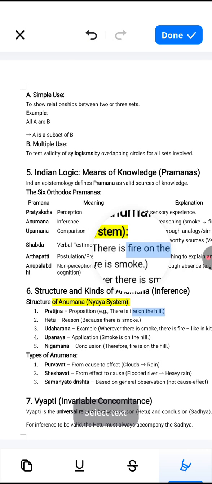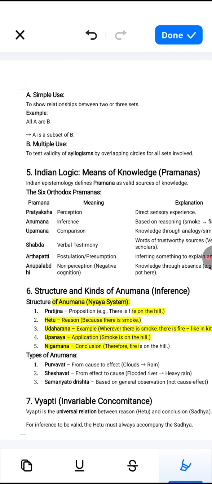This question is asked in the exam as it is. So you have to remember this structure of anumana. Next we have types of anumana.